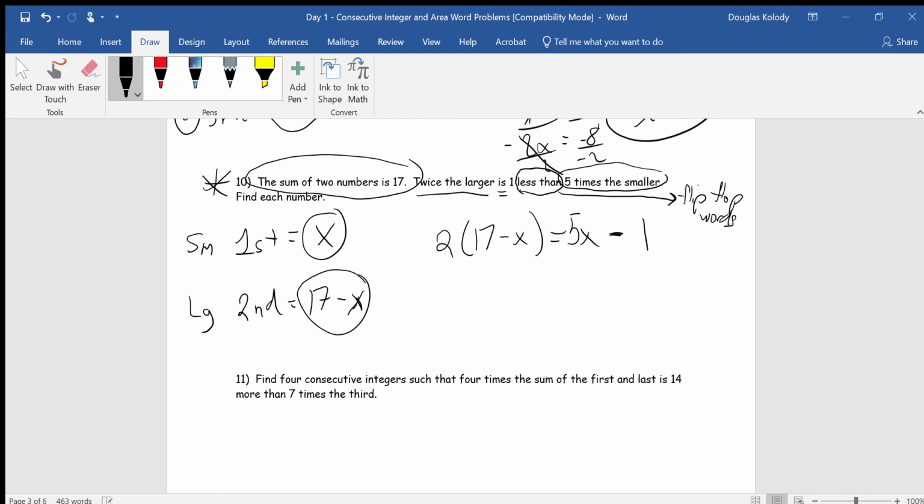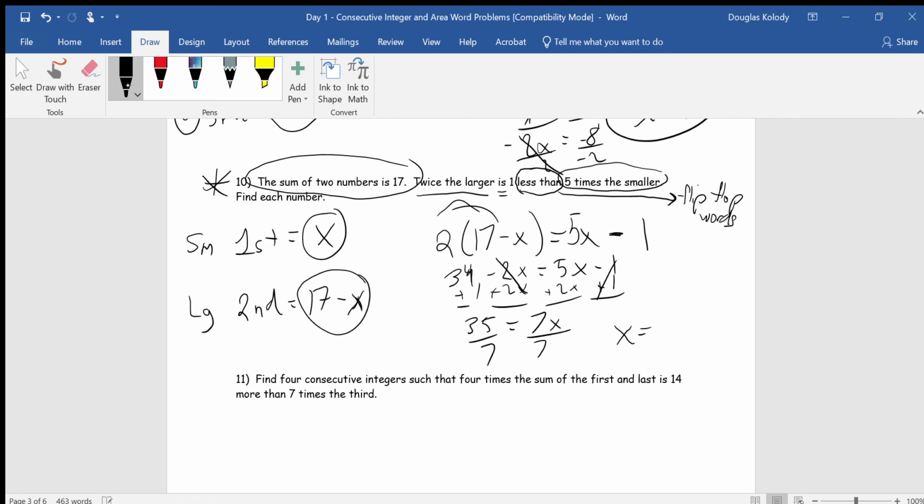Again, pause and rewind this video as many times as you need. So I'm going to get 34 minus 2x equals 5x minus 1. Variables on both sides, so I'm going to add 2x over to the right. Cancels here. I'll add 1 over to the left, and I'll get 35 equals 5x plus 2x is 7x. Divide by 7, and I get x equals 5. So if x equals 5, 17 minus 5 is 12, everybody. And 12 and 5 indeed add up to 17.